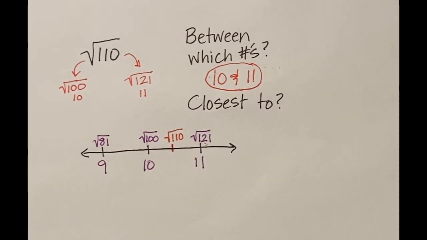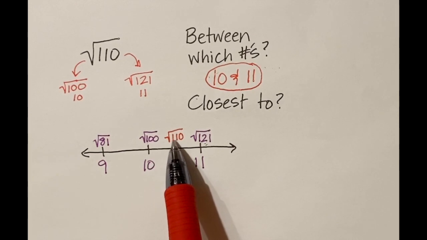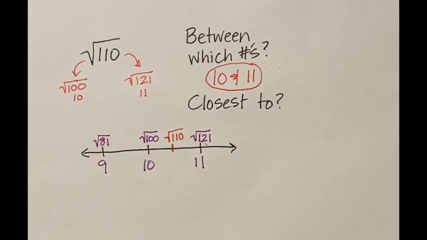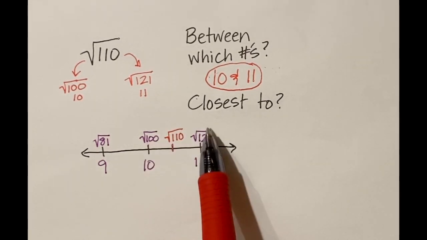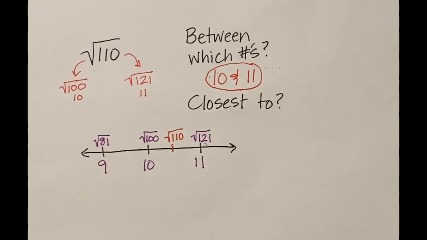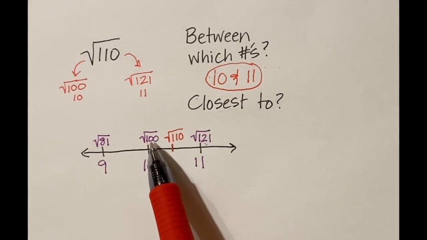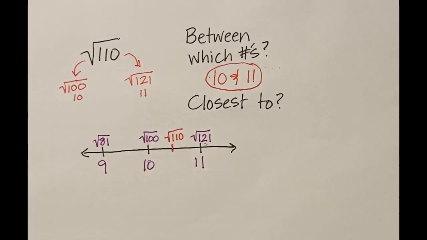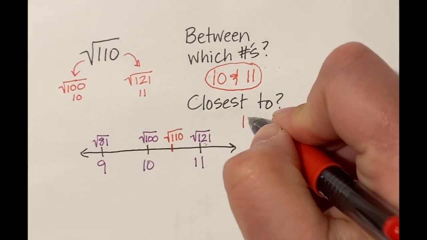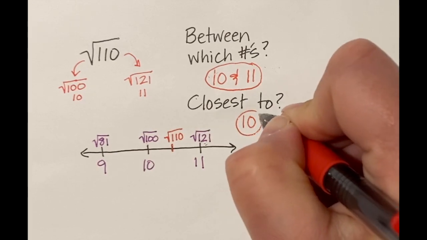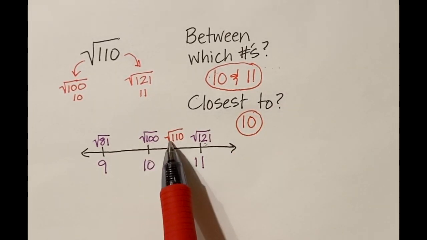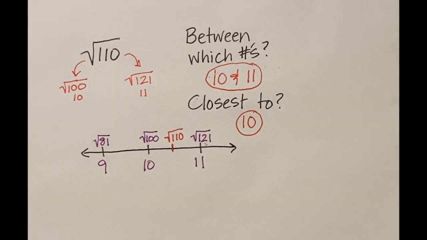So which one is it closer to? Because it looks like it's pretty close in the middle. And we're right, it is pretty close in the middle here. But remember, we said it is only 10 hops away from this 100, but it's 11 hops away from the 121. So which one is it closer to? That's right, you got it. It's closer to the 10, because it is only 10 hops, and 11 is more.